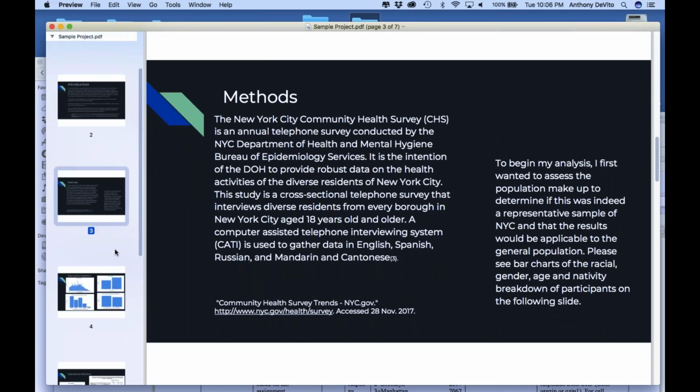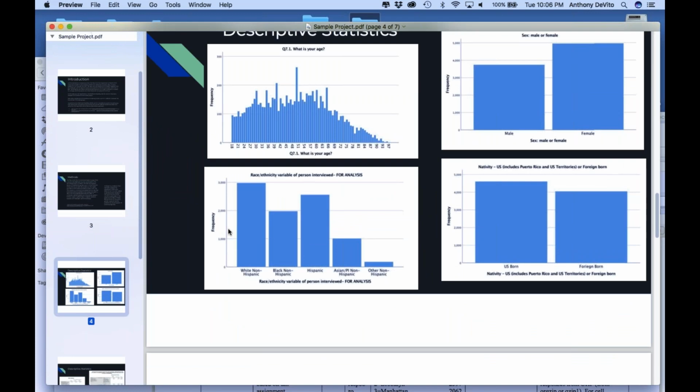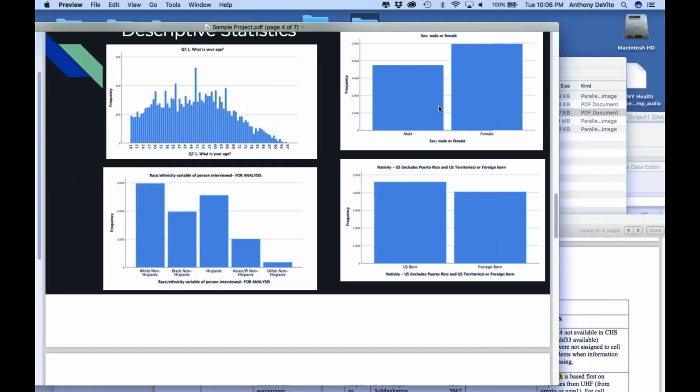Okay, and let's see. Then she gave us some descriptive statistics, some information about how this population was distributed. Remember our age variable? Well, this is a histogram that gives us an idea of what our population looks like in terms of age. And this is what our population looks like in terms of nativity, the percentage of people born in the U.S. versus born outside the U.S. Pretty interesting, right? That alone is pretty interesting.